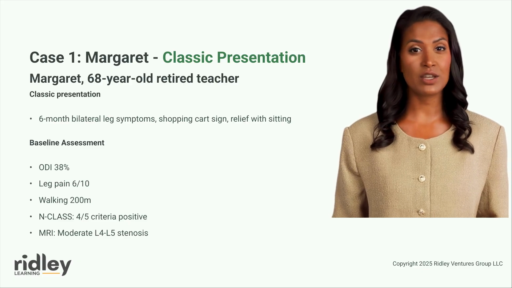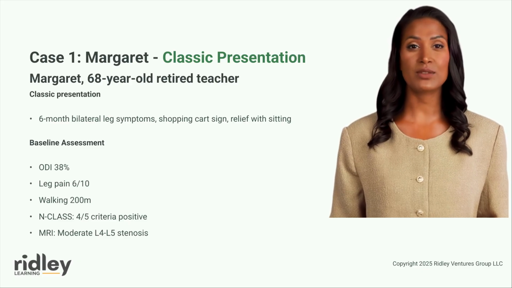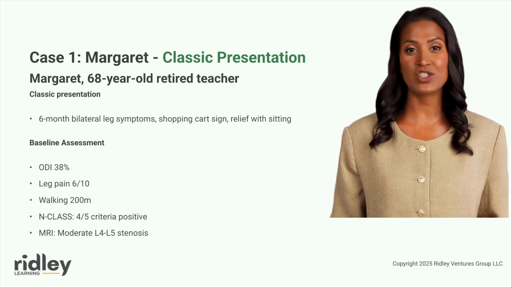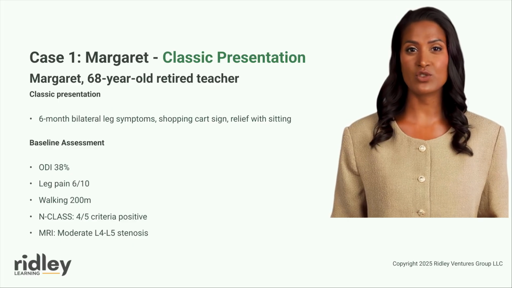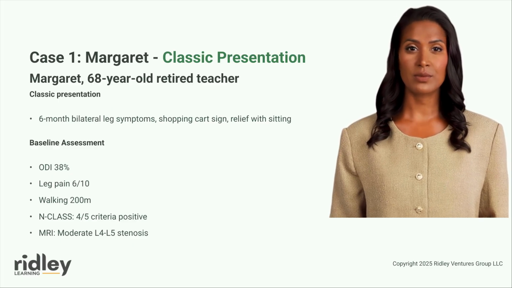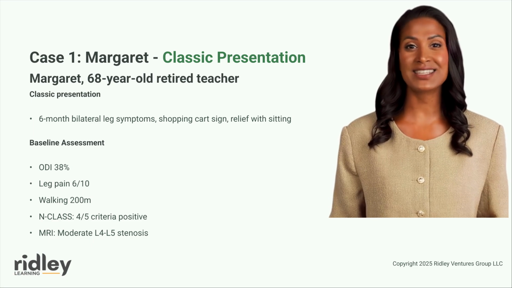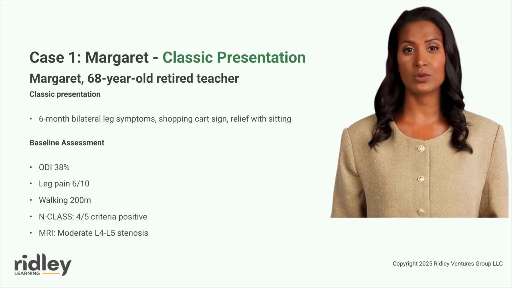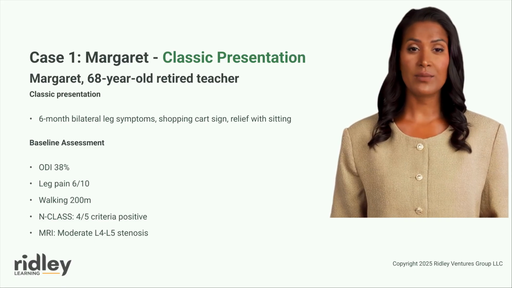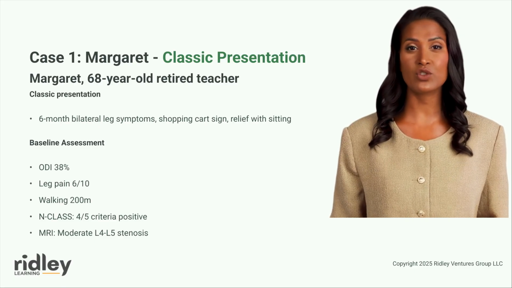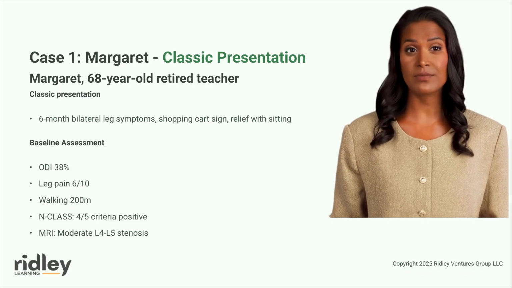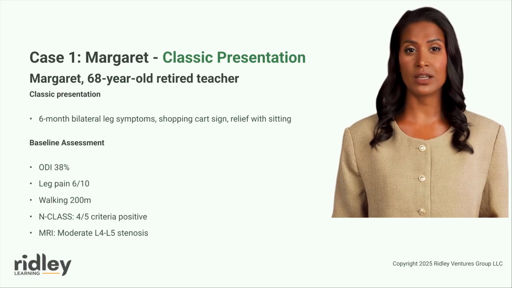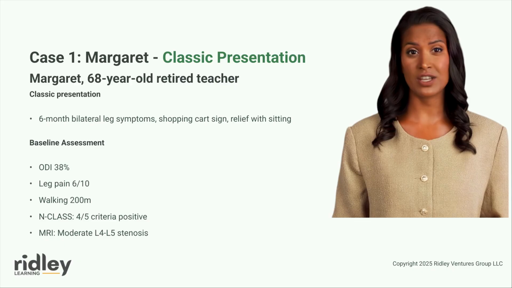Applying the N-class clinical prediction criteria, Margaret demonstrates 4 of 5 features: age greater than 60 years, positive 30-second extension test, negative straight leg raise, and relief with sitting. This clinical presentation is highly consistent with lumbar spinal stenosis with neurogenic claudication. MRI of the lumbar spine obtained prior to her physical therapy referral demonstrates moderate central canal stenosis at L4-L5, with ligamentum flavum hypertrophy and facet arthropathy, correlating well with her clinical presentation.